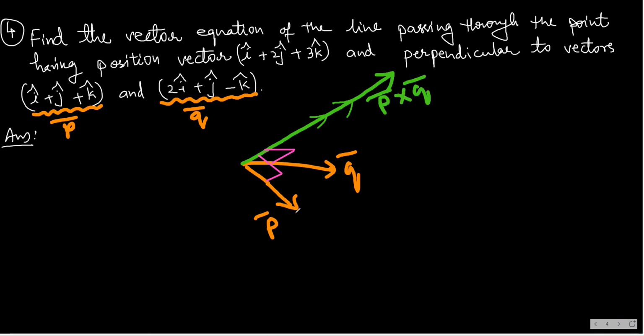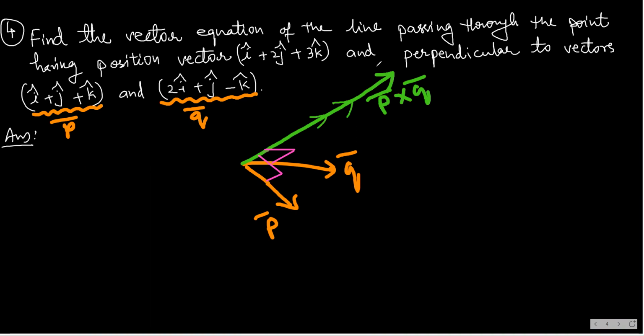Once again, what am I given? I am given two vectors, P bar and Q bar. Is the required line in the direction of P bar and Q bar? No, it is not in the direction of P bar, neither in the direction of Q bar. So the required line is in the direction which is perpendicular to P bar and Q bar. So the first thing I'll have to do is find a direction which is perpendicular to P bar and Q bar. To find the direction perpendicular to P bar and Q bar, I will find out the cross product of P bar and Q bar.